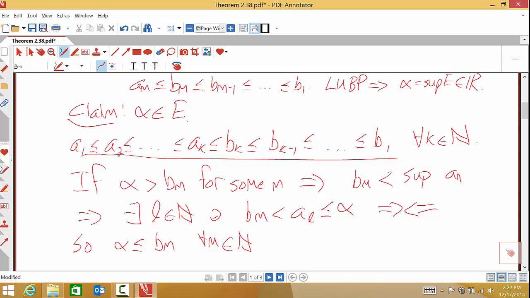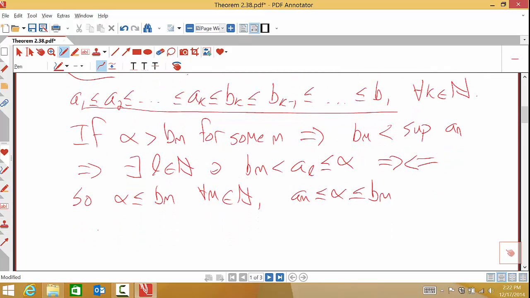Okay, so since it's a supremum, we have this nice inequality. It has to be greater than or equal to a sub m, and it's less than or equal to b sub m. So this tells us that alpha is in this interval I sub m, and this is true for all m in the natural numbers. So we're definitely going to have this in the intersection. So alpha is in the infinite intersection, n equals 1 to infinity, of I sub m.